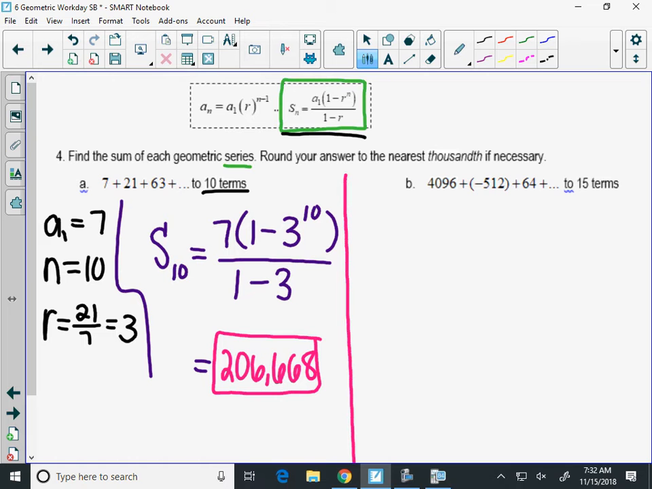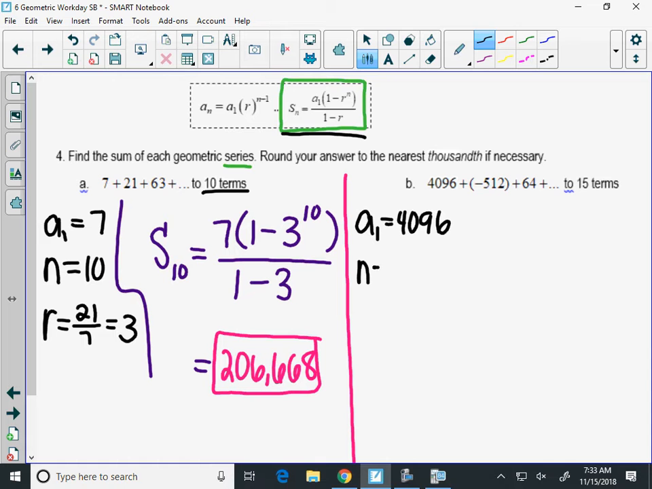All right, let's do the same thing for B. Again, if you want, hit pause, then come back and check your answer here. All right, so let's list out all the information we know again. The first term is 4,096.